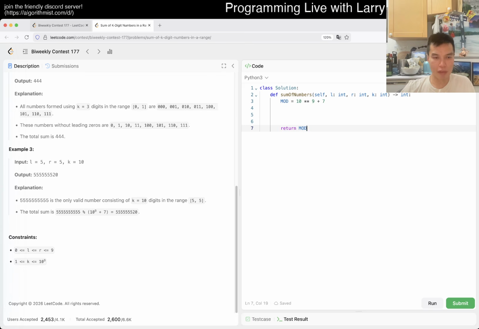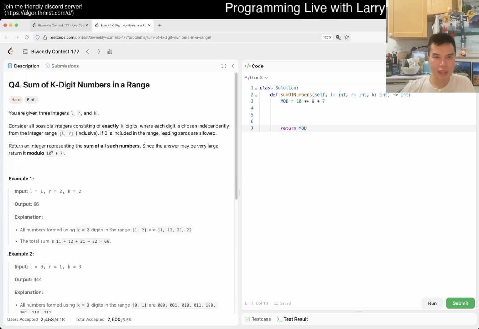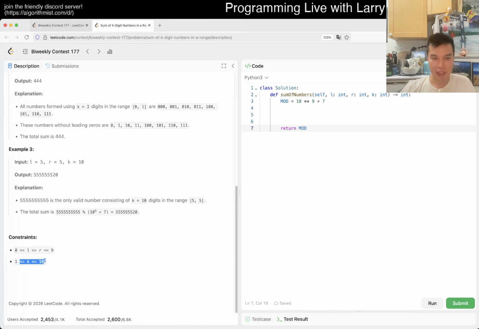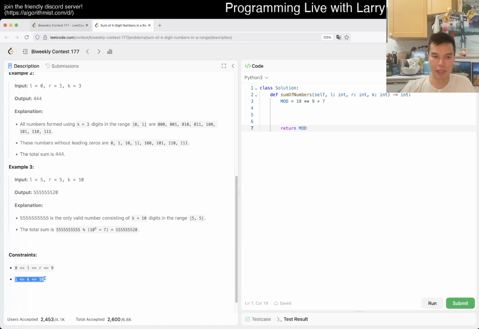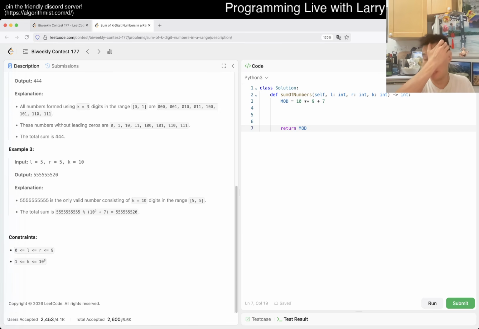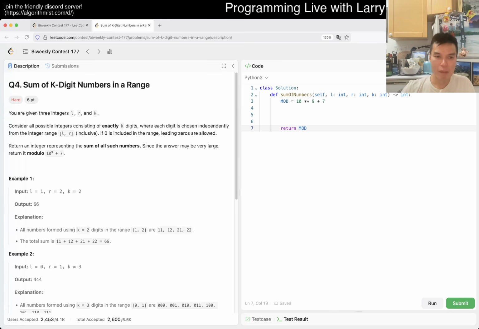Okay, so we have, what's k again? K could be a lot of digits. From that I suspect already it is going to be matrix multiplication or matrix exponentiation. But we'll have to, let me reread it. Exactly k digits. We have so many digits.